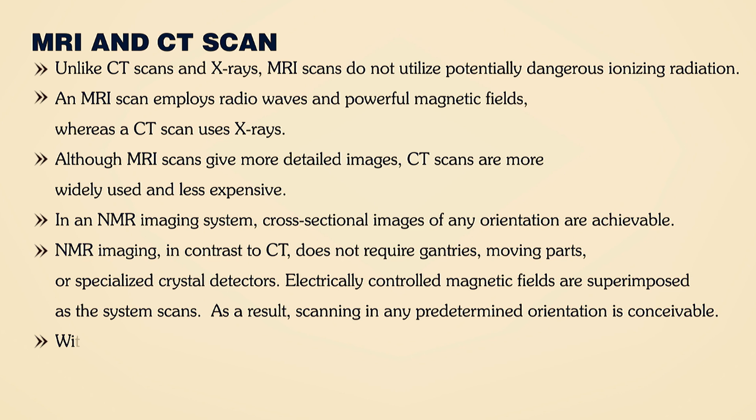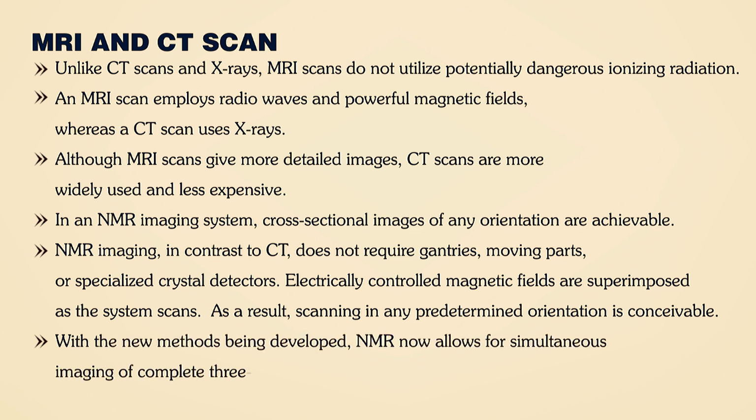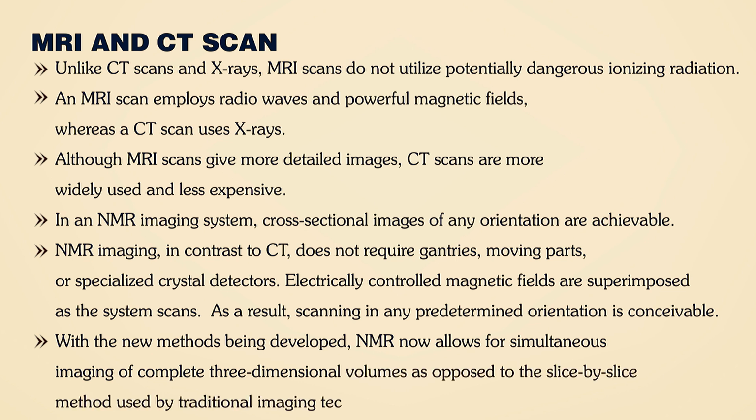In an NMR imaging system, cross-sectional images of any orientation are achievable. NMR imaging, in contrast to CT, does not require gantries, moving parts or specialized crystal detectors. Electrically controlled magnetic fields are superimposed as the system scans. As a result, scanning in any predetermined orientation is conceivable in MRI.